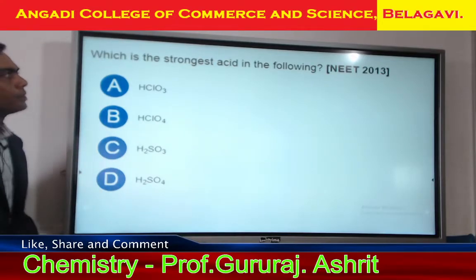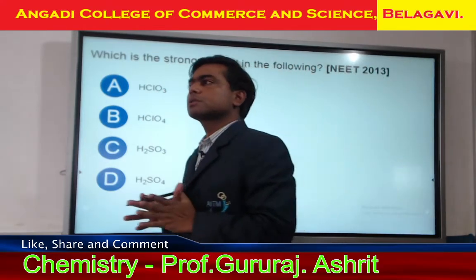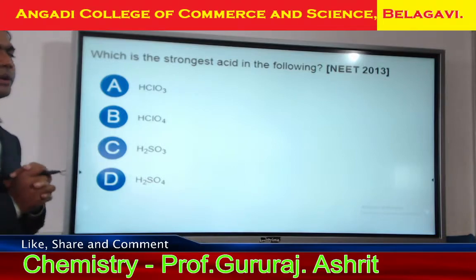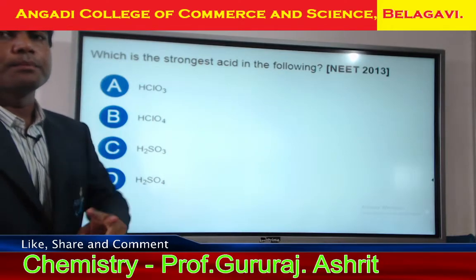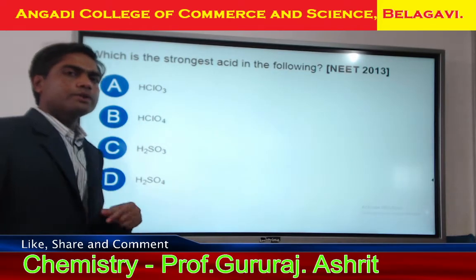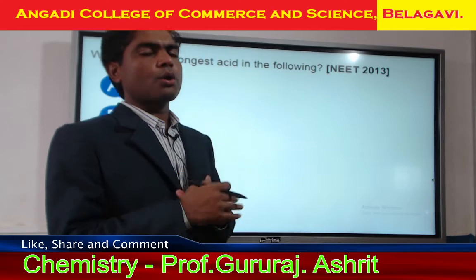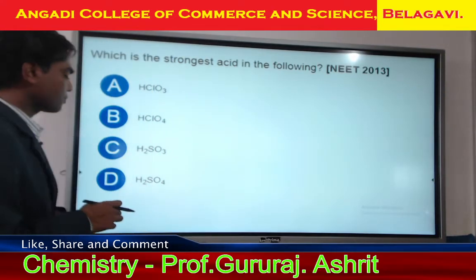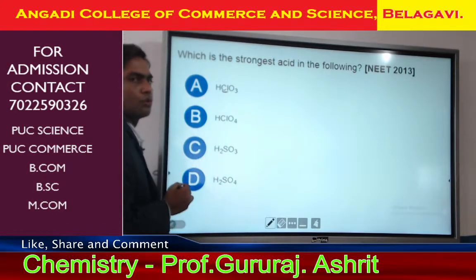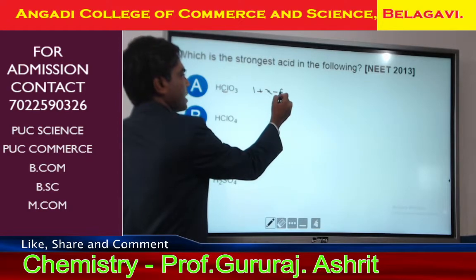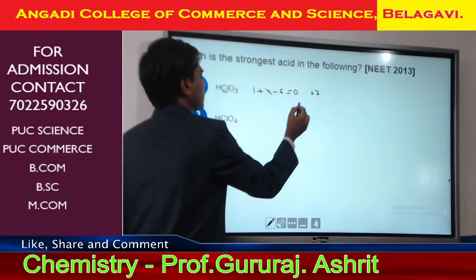Next one. Which is the strongest acid in the following? In our lab, we know that some acids are strong, some acids are weak according to Arrhenius theory and everything. But here, these are the oxo acids of sulfur and chlorine. Both are different. Therefore, among these, which is the strong acid? I will tell you one thing: just calculate the oxidation state, and whose oxidation state is higher will be the strongest acid. So let's calculate all the oxidation states. Here the oxidation state of chlorine: 1 plus x minus 6 is equal to 0. Therefore, the oxidation state becomes plus 5.